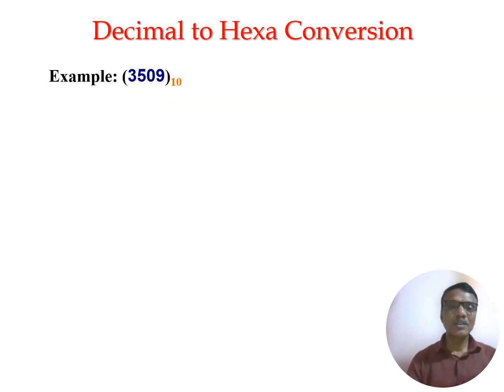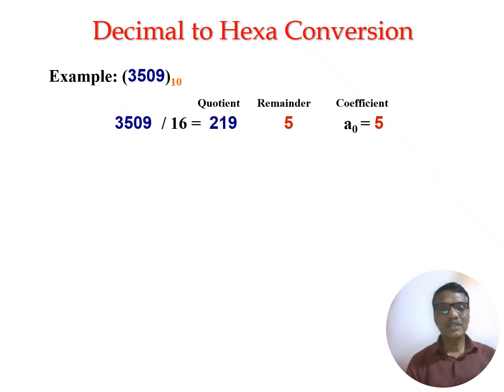So this is the integer part. We need to do the successive division with the base value. Here the base value is 16. So 3509 divided by 16, its quotient is 219 and remainder is 5.